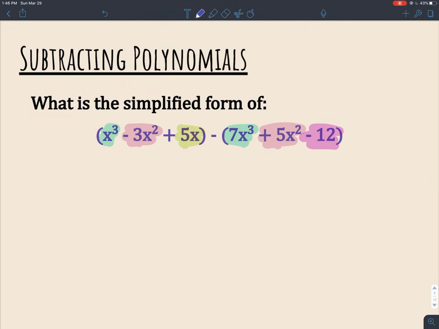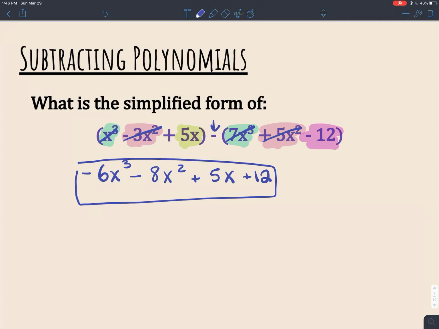The big thing to notice is that we are subtracting. So 1 minus 7 gives us negative 6x cubed. Okay, so we took care of those. Minus 3x squared minus 5x squared is going to give us minus 8x squared. So we took care of those. The 5x is the only one there, so it stays. And then it turns into plus 12 because we're subtracting a negative 12, so the double negative makes it positive. And this is our final answer.